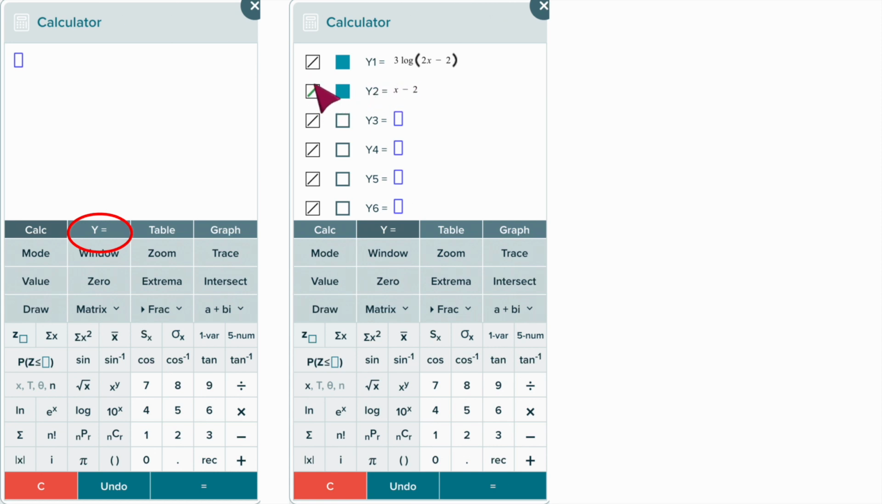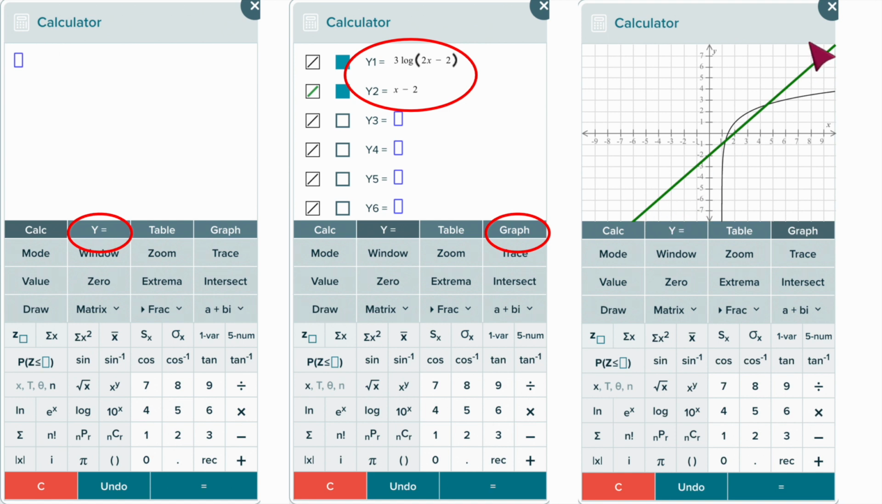I also changed my line. I clicked on this and changed the color and made it bold so that when I click on graph in a moment, you very distinctly see the two lines instead of just two thin black lines. That is not required by any means, but you can always change the coloring so that they're easy to see. Now we're going to click on graph, and here's my graph. You can see the x minus 2 line, and then my logarithmic form is the thin black line.